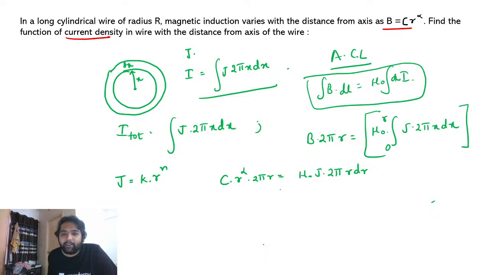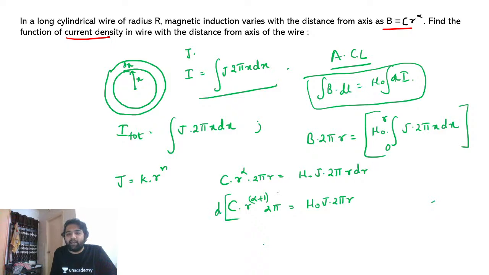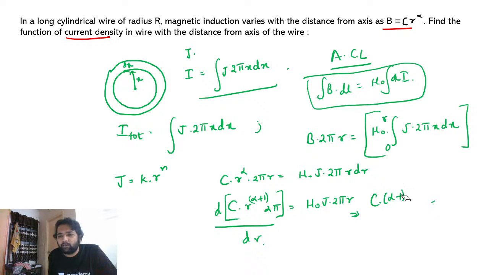So what will I get? So C into r power alpha plus 1 into 2 pi will be equal to mu naught into J into 2 pi r. Differentiation of this by dr will be equal to this. ये एग्जैक्टली. तो इसमें क्या आ जाएगा? C इंटू आल्फा प्लस 1 इंटू आर इंटू 2 पाई.